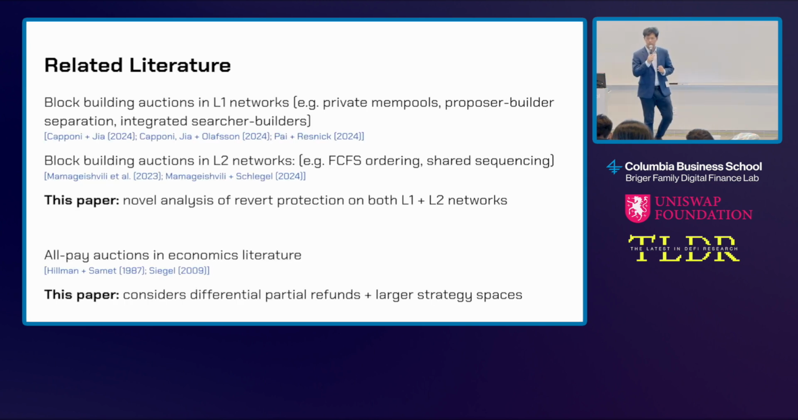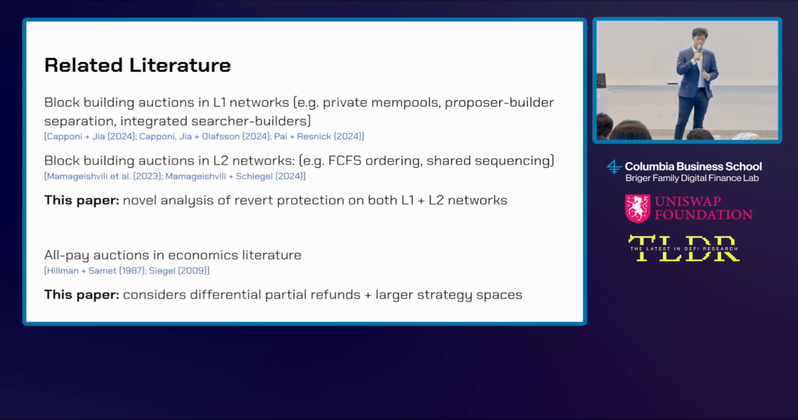Just to go over some literature related to what we're doing, there are previous works on block building auctions in L1 networks that deal with interesting features such as private mempools, proposer-builder separation, and integrated searcher-builders, as well as some features of L2 networks such as first come, first serve transaction ordering, and shared sequencing. This paper provides a novel analysis of the up-and-coming feature of revert protection in settings in both L1 and L2 networks.